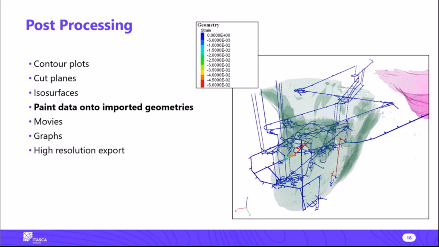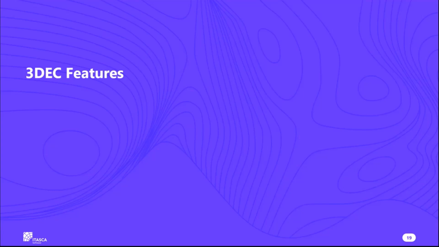We can make movies, which is super useful in dynamic problems. There's all kinds of graphing of the histories and also of profiles, if you want to look at surface deflection or something like that along a line, you can do that kind of stuff. And there's, of course, high resolution export for reports and presentations and so on. Okay, so that's the basics of how to use it. I'll just talk a little bit more about some of the features I haven't mentioned yet, and then show some applications.